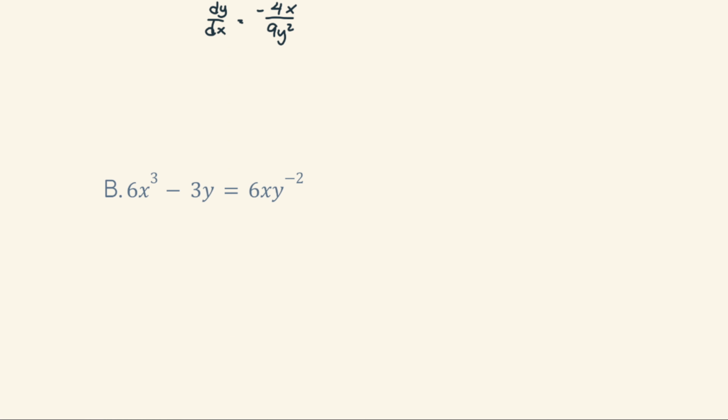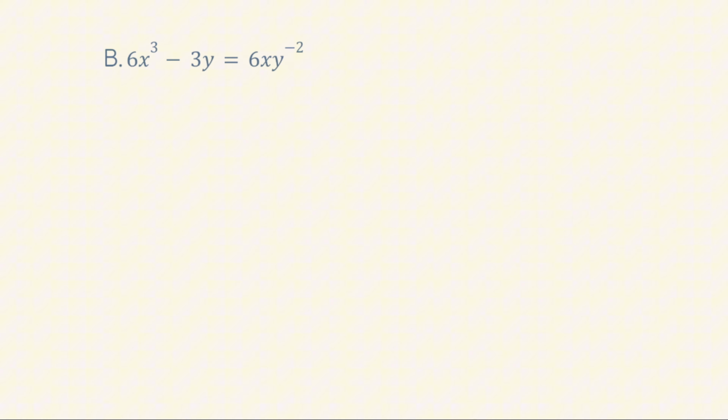Now, let's look at question B over here. In this question, this is a little different from question A, right? Because notice here we've got a product rule. We've got x, and then this y here is a function of x. So this is a product rule. We have two functions being multiplied together.